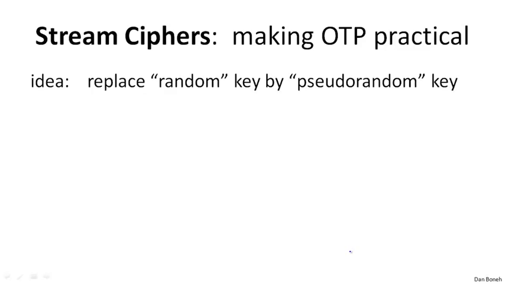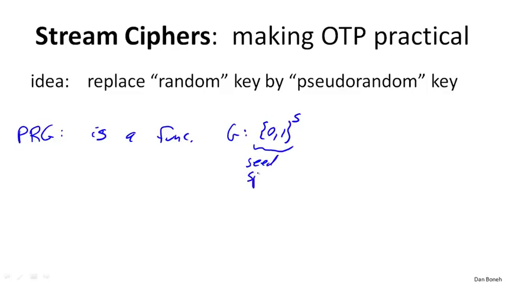So this is what's called a stream cipher. The idea in a stream cipher is rather than using a totally random key, we're actually going to use a pseudo-random key. And to explain how that works, I need to define what is a pseudo-random generator, a PRG. A PRG is really just a function, and I'll call it G for generator, that takes a seed. I'm going to use {0,1}^s to denote all strings of length s. So this we'll call the seed space. It takes an s-bit seed and maps it into a much larger string, which we'll denote by {0,1}^n. And the property is that n must be much, much larger than s.